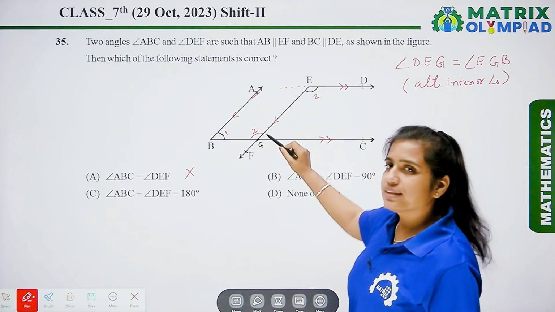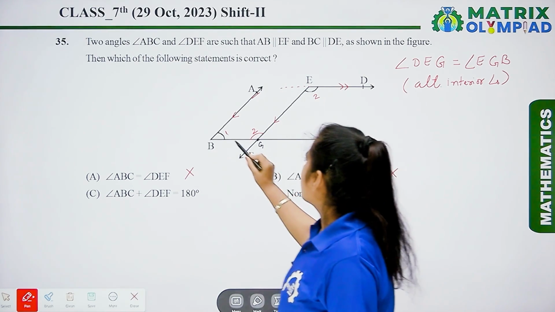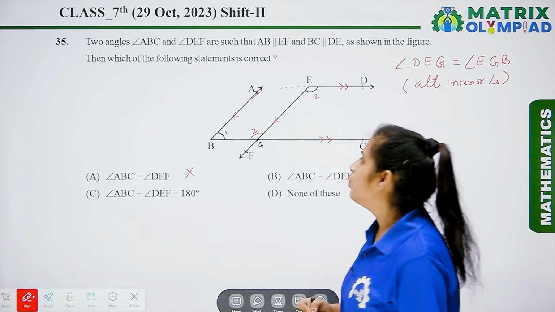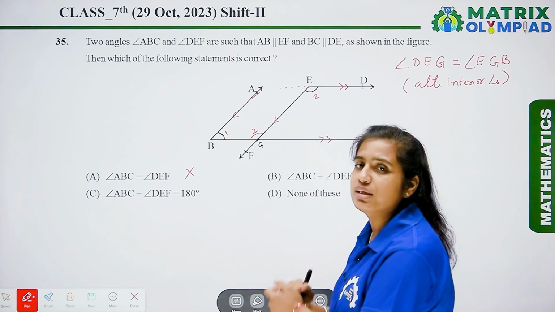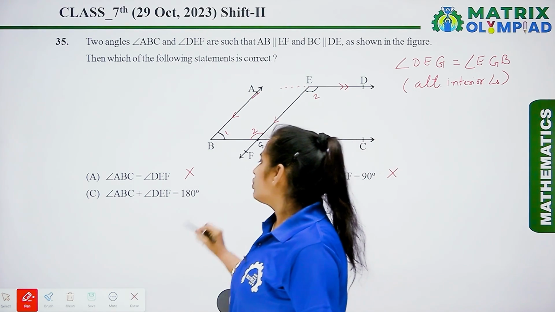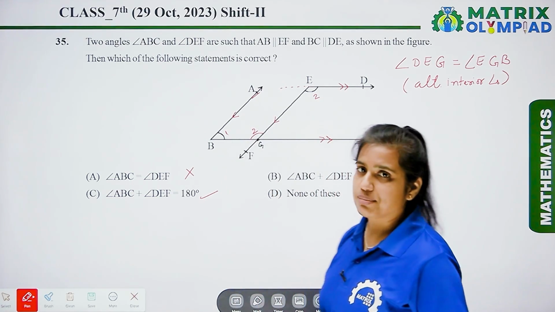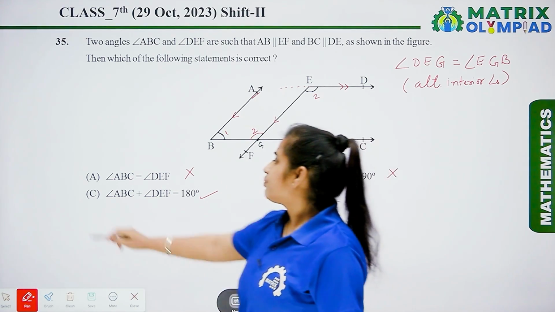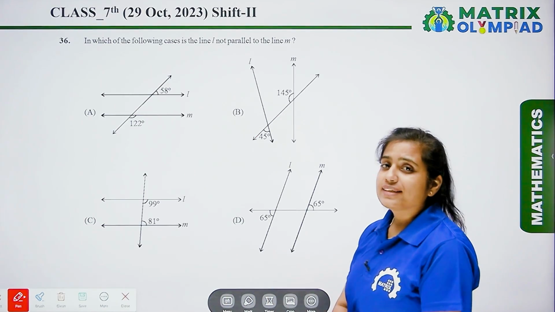And if these two lines are parallel and BG is a transversal here, then angle 1 and angle 2 are co-interior angles. And according to co-interior angles, the sum of these two angles is equal to 180 degrees. So according to the concept, we can say that option C is the correct statement. So here, option C is the correct answer. Now let's start the next question.